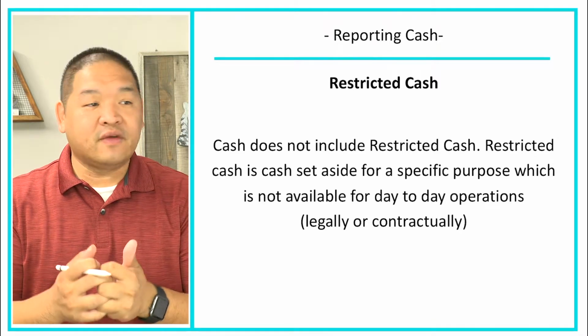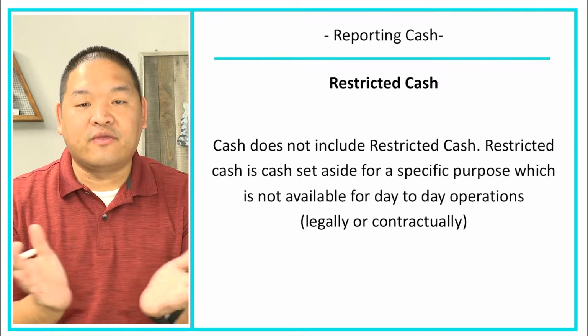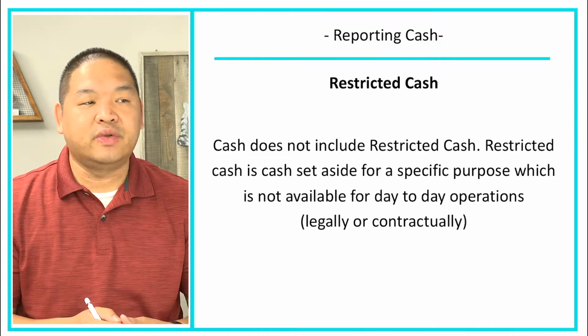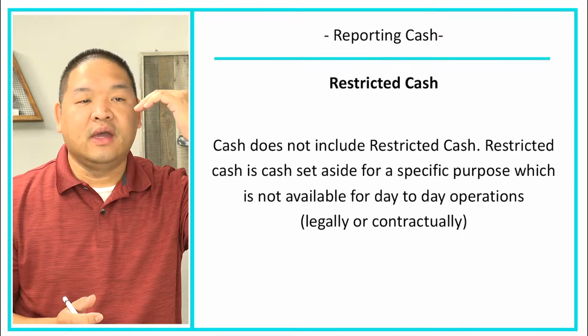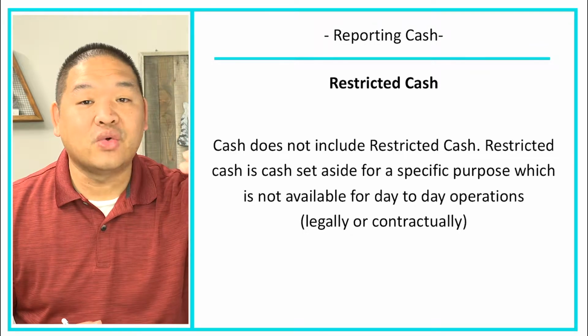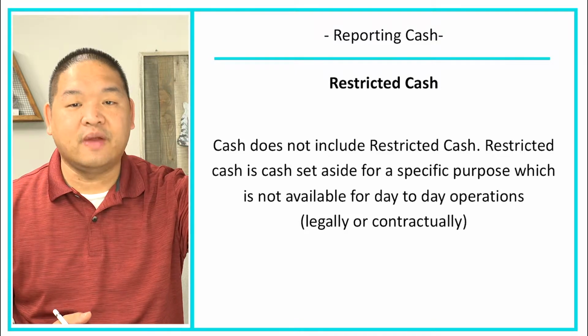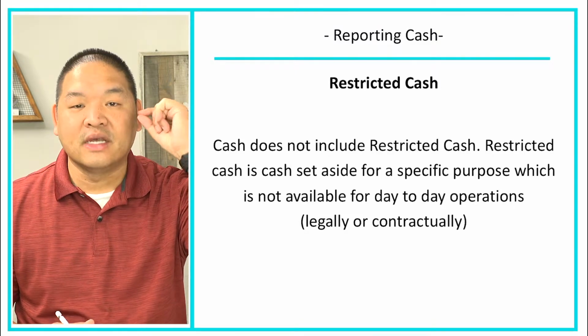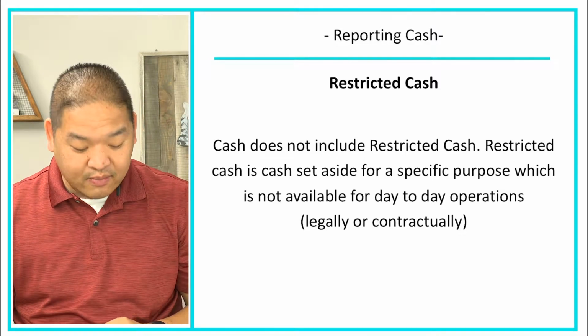Now, you will have a different account name for it. Maybe it's called restricted cash. So you debit restricted cash, for instance. So you would have cash, and then right below it, accounts receivable, and then you have restricted cash. That's okay. You're going to show it on your balance sheet. You just can't include this in the definition of cash or the balance of cash on your financial statements, okay?